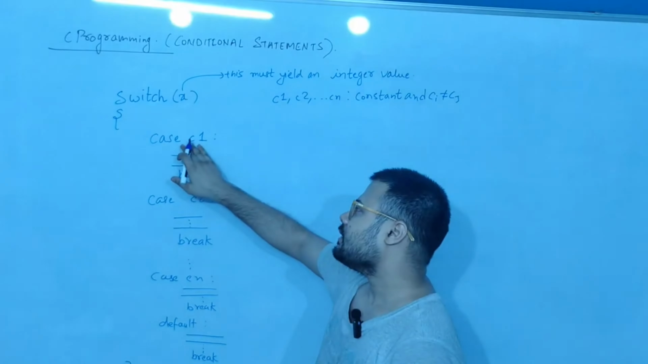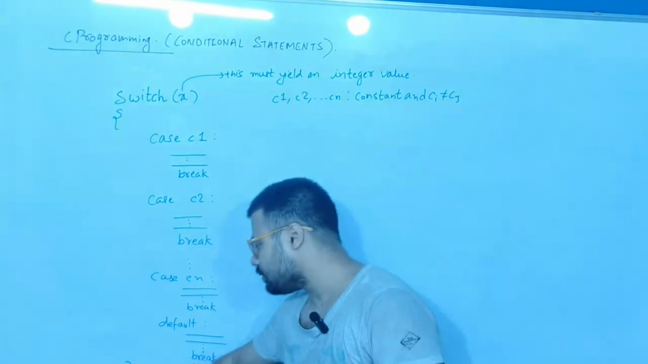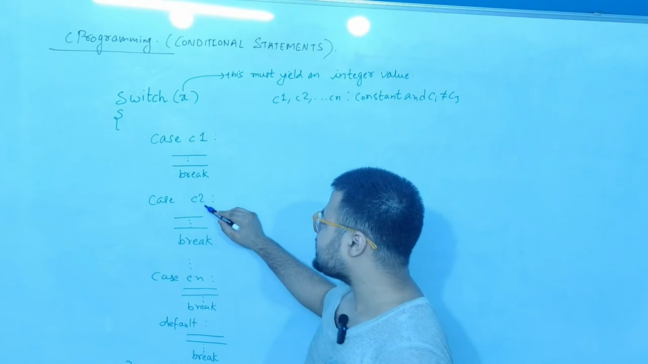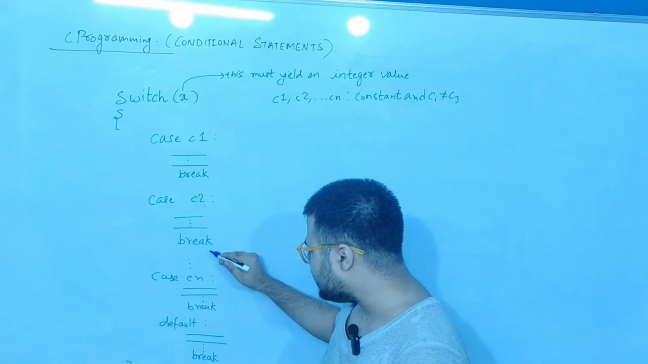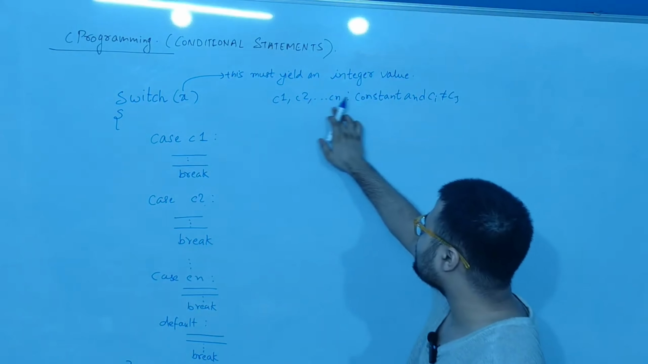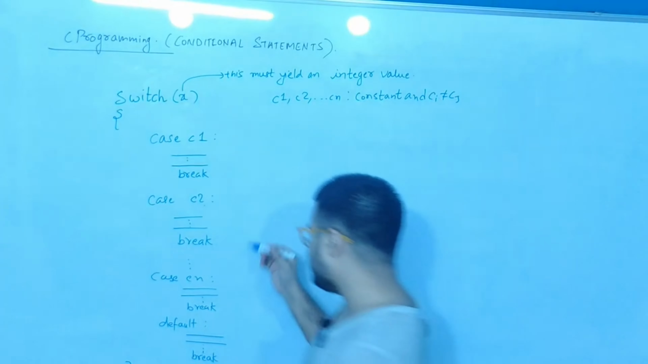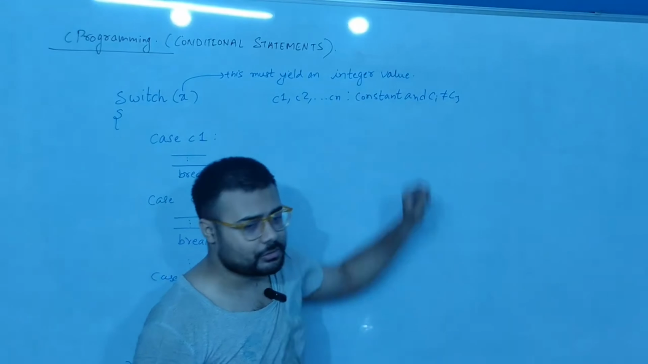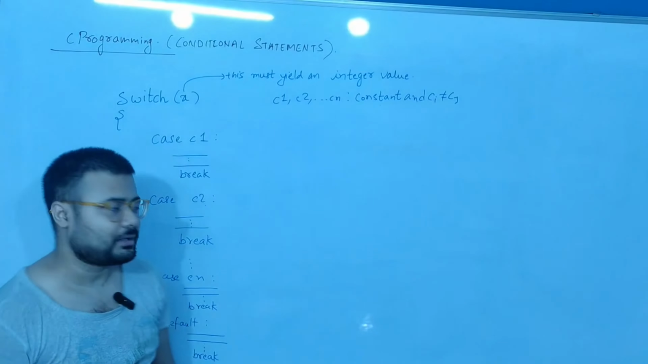Let's say C1 matches with X, then these statements will be executed and then your control will come out of your switch statement. Similarly, if C2 matches X, then the statements belonging to case C2 will be executed and then because of the break it will come out of the switch statement. These C1, C2, and so on up to Cn are unique constants, which means no two cases can have the same value. So Ci is not equal to Cj.